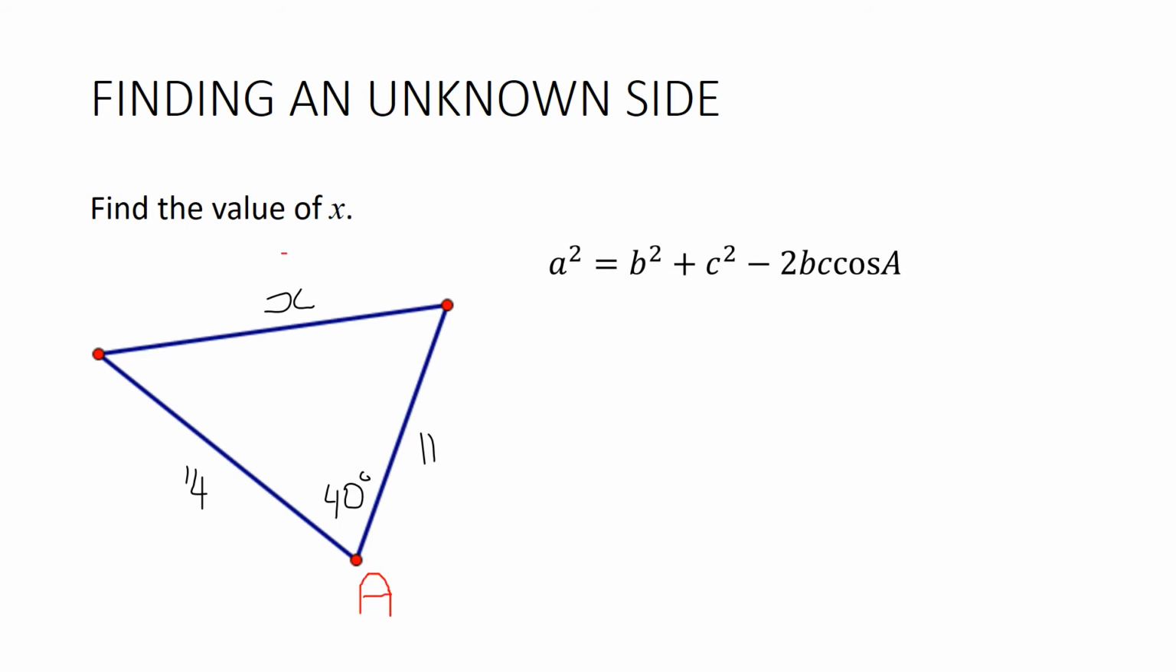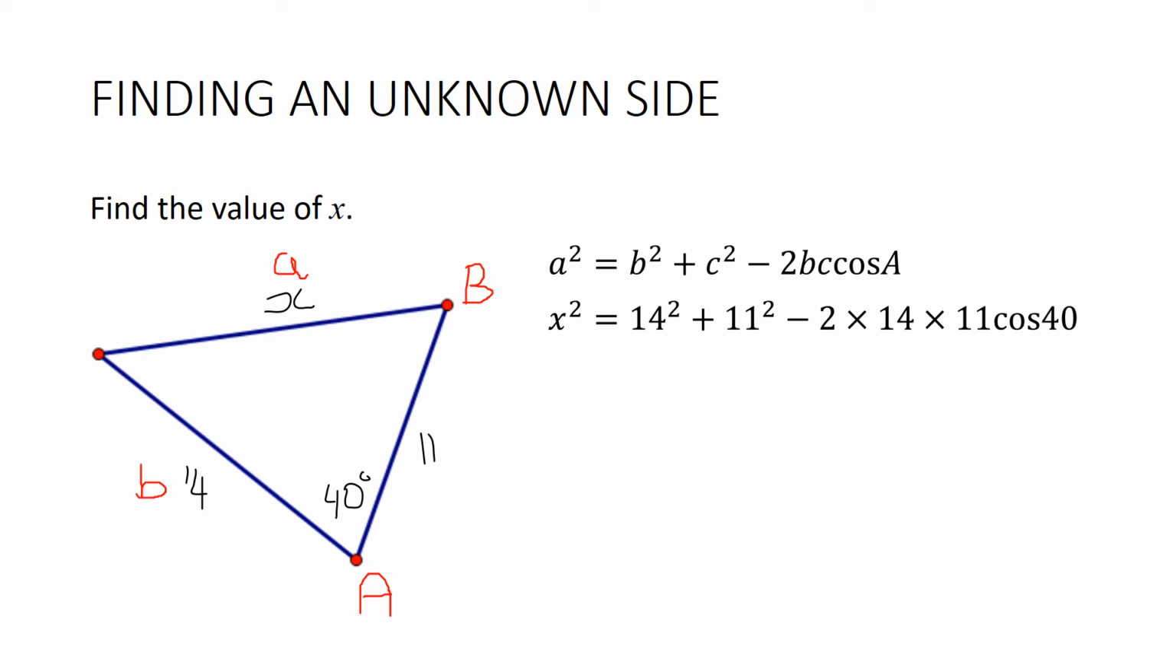And that makes this here little a, and it doesn't really matter which way around I do the others. Let's have a look. I've got b as 14, so I've made this b, which makes this little b, and this one's c, which makes this little c. So substituting it into the formula gives us that. Put it into the calculator in one go.